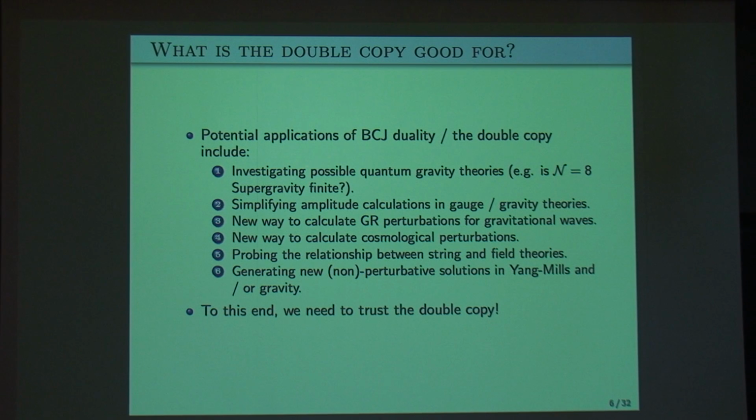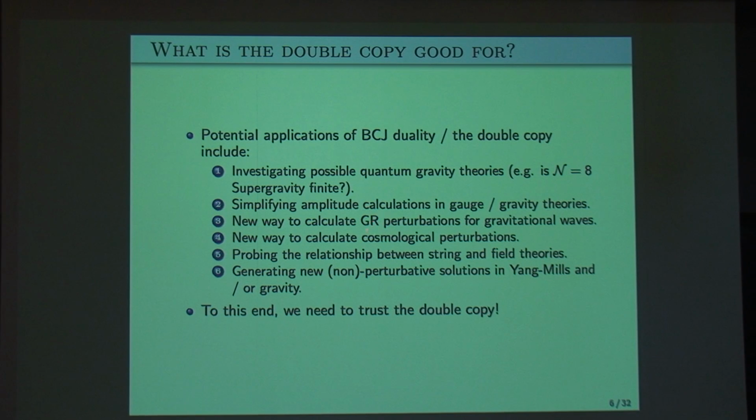One of the uses that has been investigated already is investigating possible quantum gravity theories. So, for example, is N=8 supergravity ultraviolet finite or not? You can take amplitudes in N=4 super Yang-Mills, run them through the double copy, and investigate N=8 supergravity. You can do the same for other gravity theories. Something else it can be useful for is simplifying amplitude calculations in gauge and gravity theories. BCJ duality, in particular, is a new structure, and usually when you make structure manifest in an amplitude, it gives you extra constraints if you're making an ansatz, and can simplify calculations. So that's another hope of what this might be useful for.